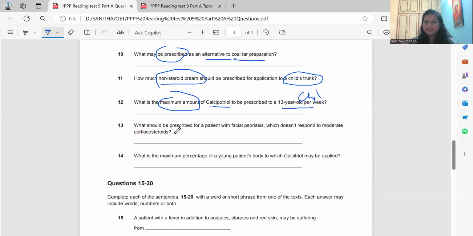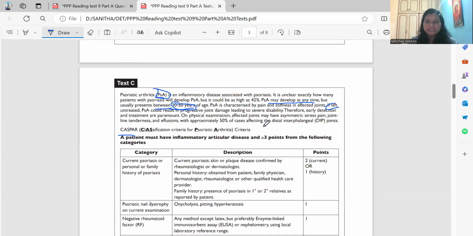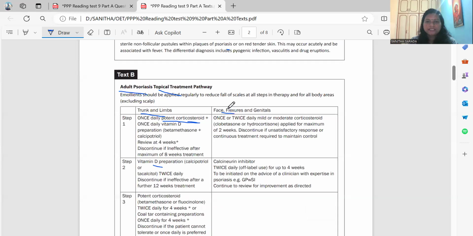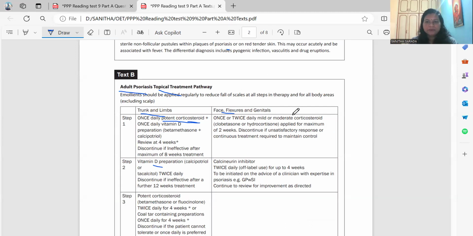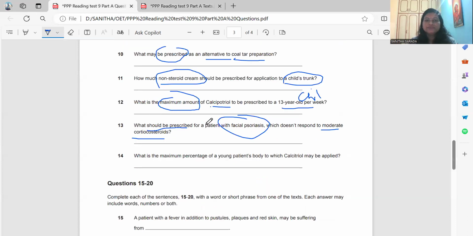What should be prescribed for a patient with facial psoriasis which doesn't respond to moderate corticosteroids? So what are the keywords? Facial psoriasis, moderate corticosteroids. What should be prescribed? Facial psoriasis means face, flexures and genitals. And the keyword is moderate corticosteroids, which we got here. Then under the question keywords, what should be prescribed?